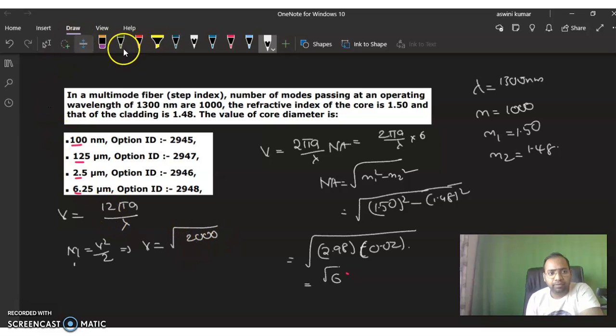Okay. Now substitute V as root 2000, 2 root 6 into pi is 3.14, lambda is 1300 nanometers. After substituting all these things, try to find out the value of a. Simplify. You will get 125 micrometers. Got it? So simplify this one, guys.